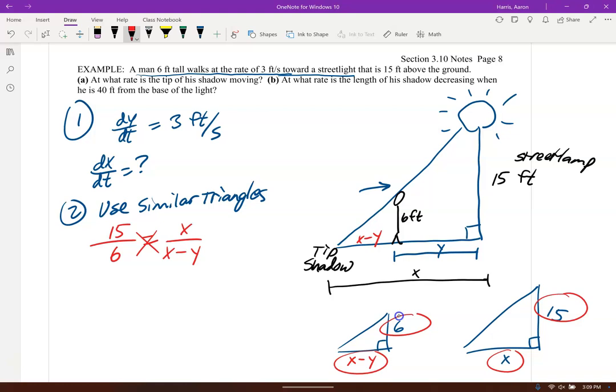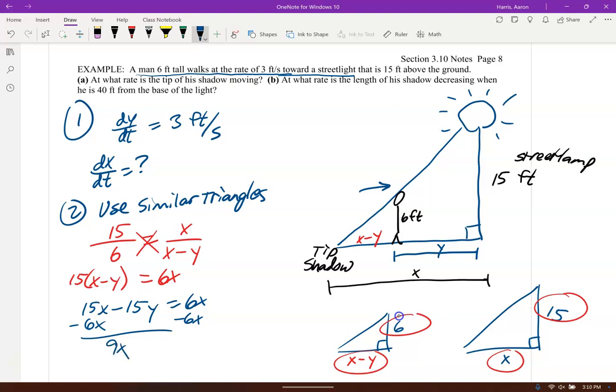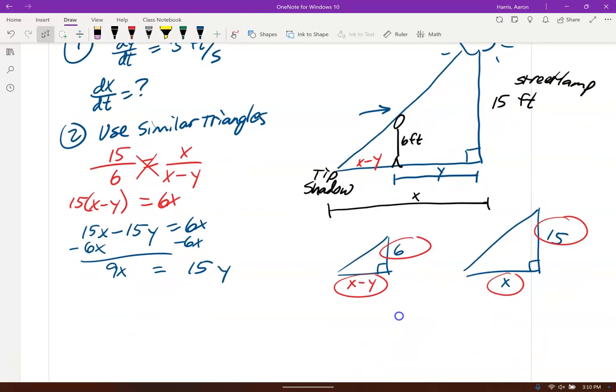And so if I cross multiply that, I have 15(x minus y) equals 6x. So 15x minus 15y equals 6x. Let me subtract 6x on both sides. So I have 9x. Let me add 15y to both sides, equals 15y. Okay, here we go. 9x equals 15y. I can take this derivative with respect to time now. And I'll have 9 dx/dt equals 15 dy/dt.